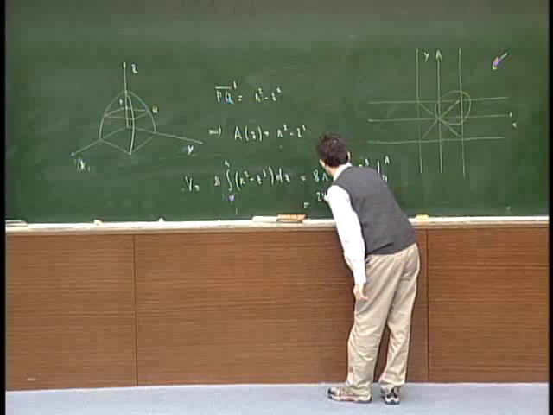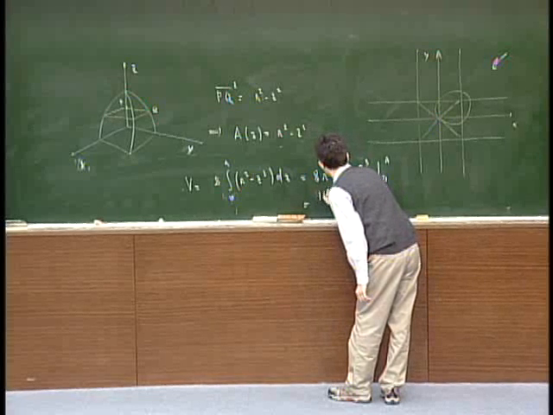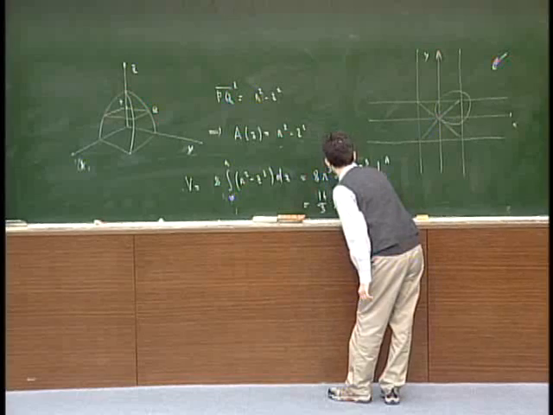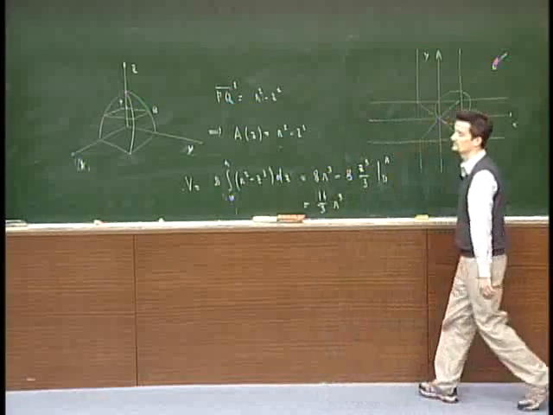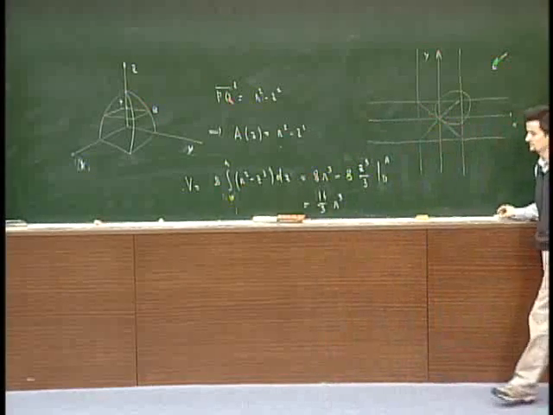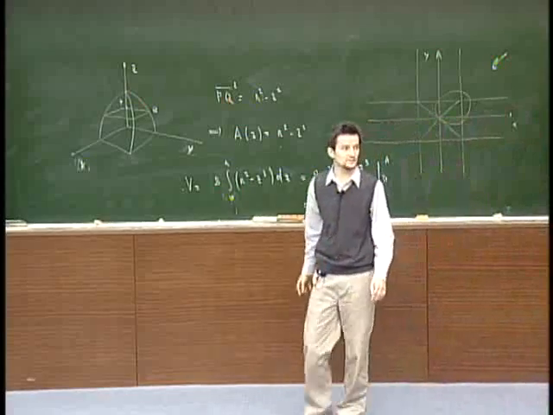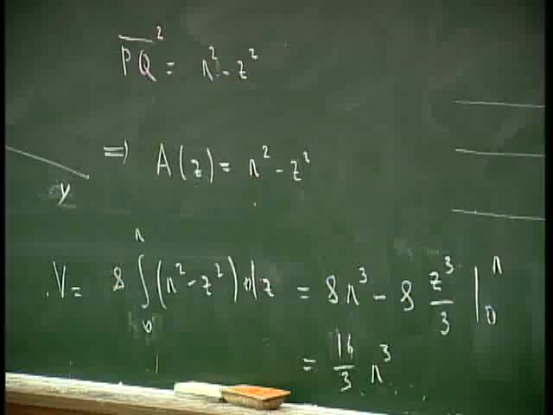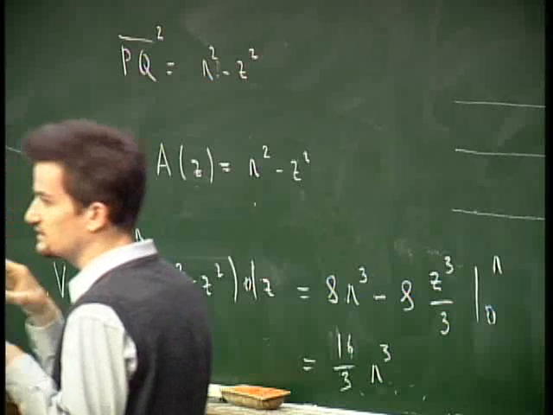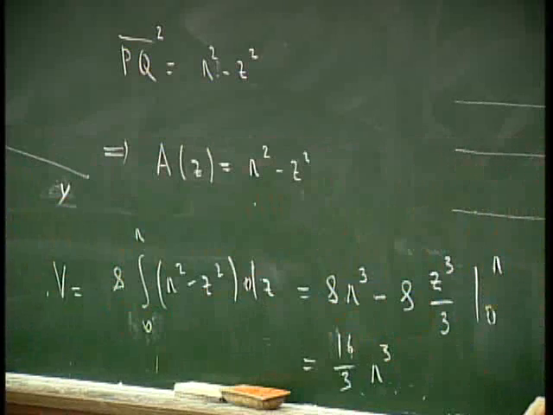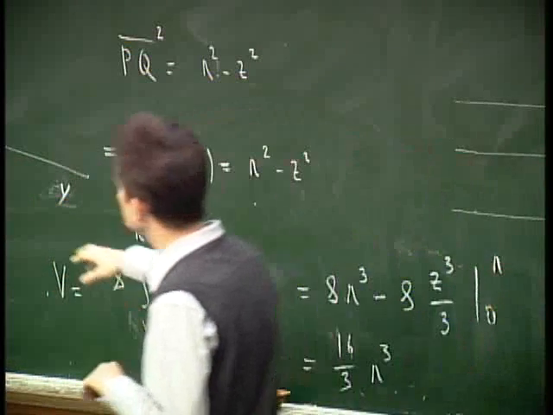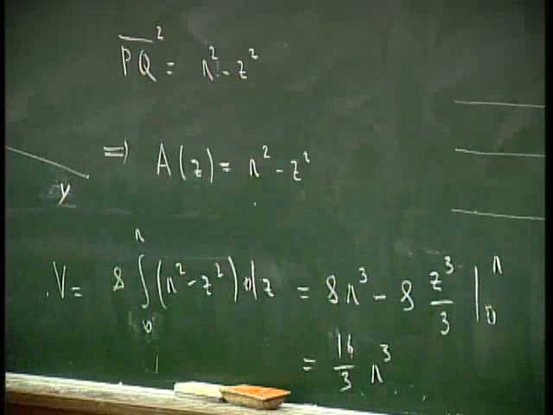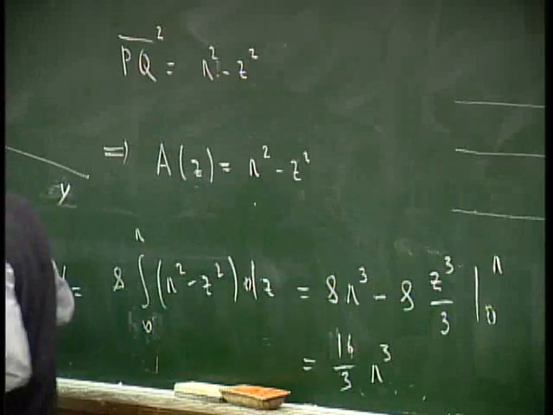So you have 24 minus 8, which is 16 over 3 R to the cube. Solving such examples, this one might look quite complicated at first glance. It's just a matter of looking at it in the right way. Here this is certainly the easiest way to slice it. You can also slice it like this, but it's much more complicated.